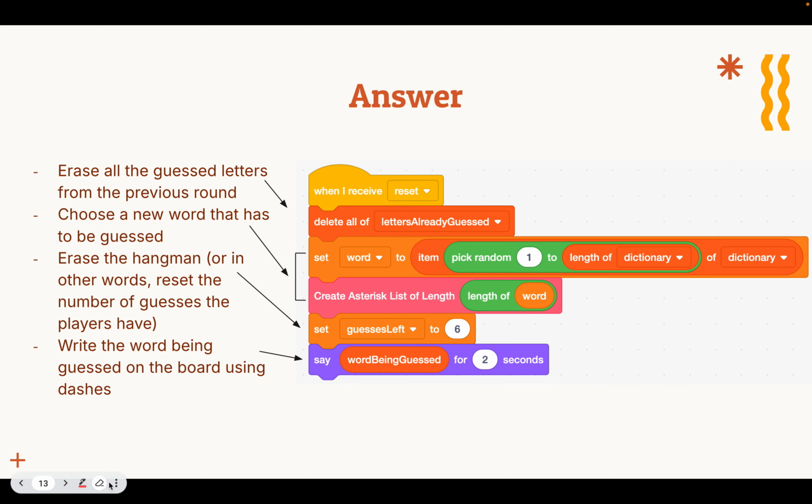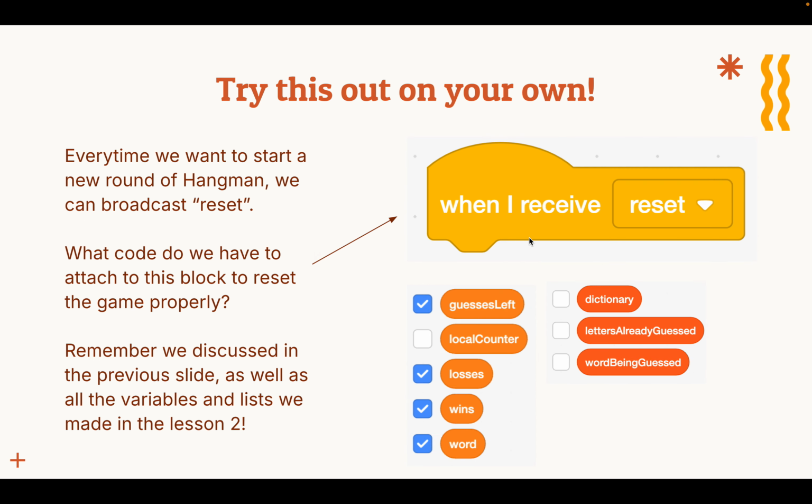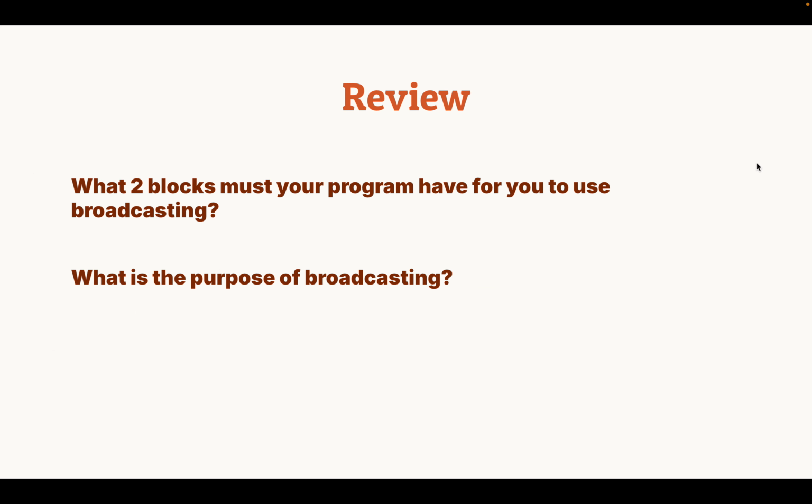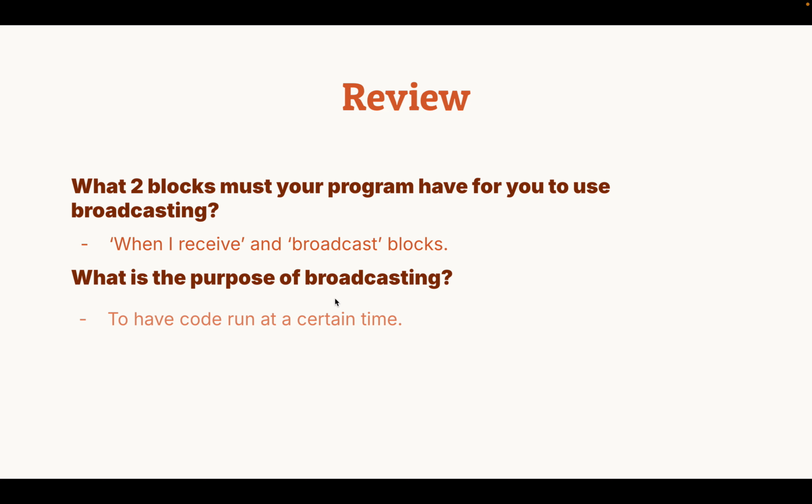Okay, hopefully that made sense to you guys. That is how you would use broadcasting to reset the hangman game. Let's do some quick review before we finish off this lesson. The first review question is, what 2 blocks must your program have for you to use broadcasting? The answer to that question is you have to use the when I receive block and the broadcast block. Final question is, what is the purpose of broadcasting? The answer is to have code run at a certain time, right?